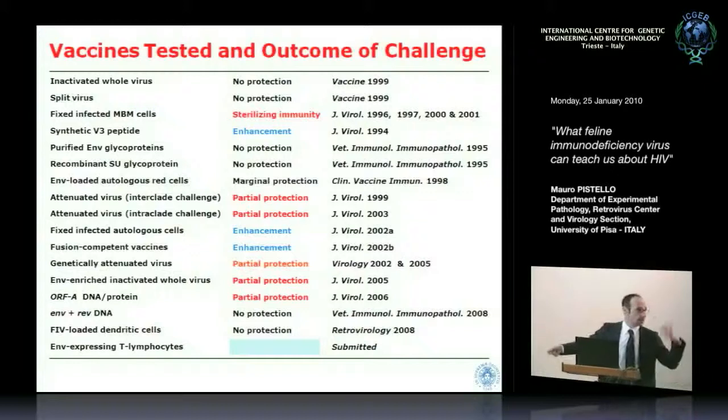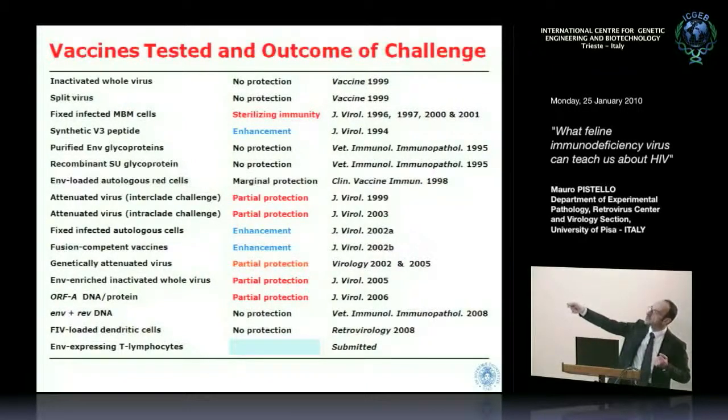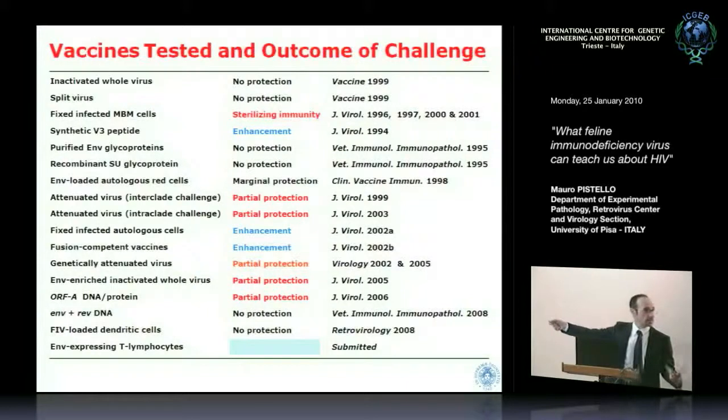I want to show you some, not all, of the vaccines that we tested along the years, and where they were published. As you see, we only had one very good result. We had a vaccine that was really effective, and this vaccine was very crude. It can't be used in humans, obviously. It used cells which were infected and fixed.